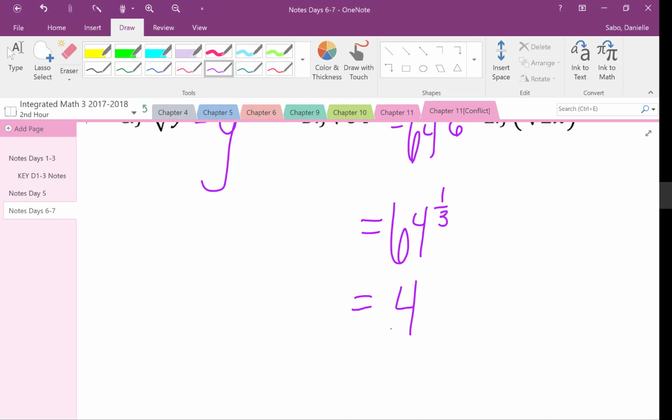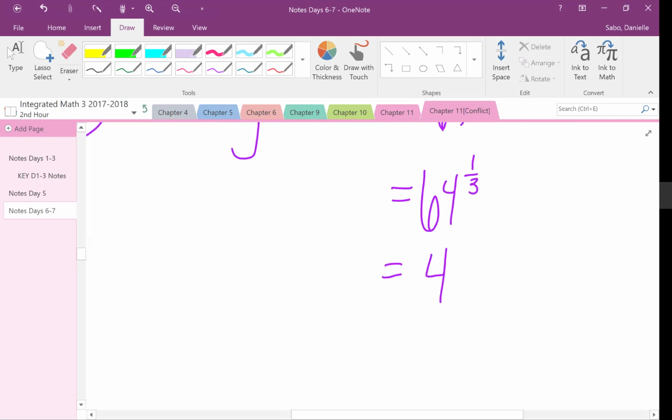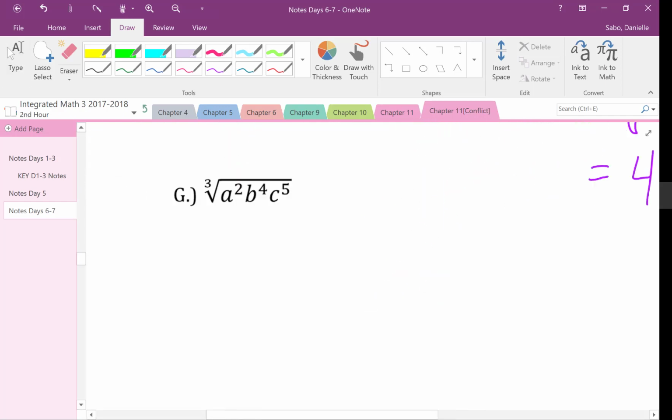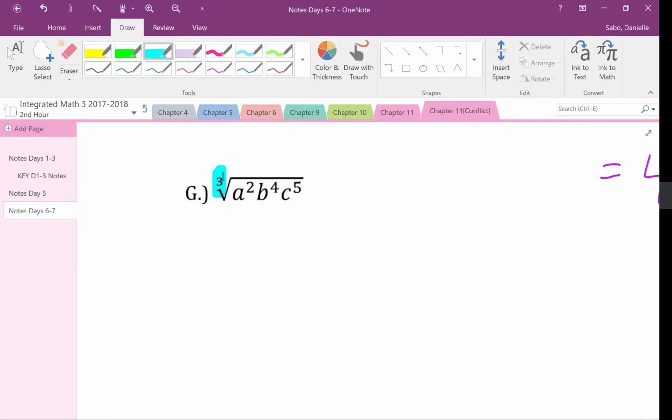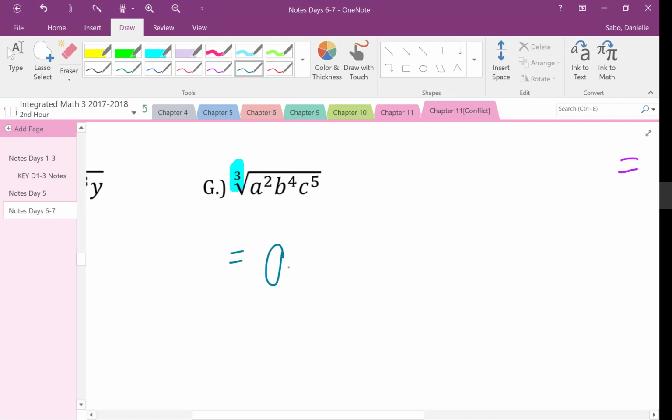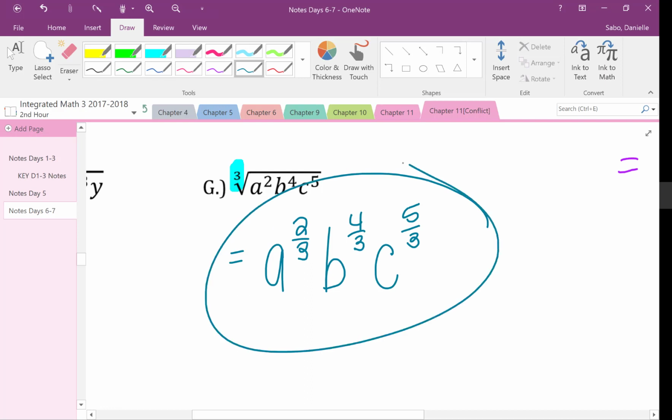All right. I think we're going to do one more and then we're ready. Let's do a challenging one because I know that this class is ready for it. It's not really challenging, but where does this 3 go? Of all of them, I am so happy that you just said that. Okay, so I get a squared over 3, b to the 4th over 3, and c to the 5th over 3. And you're done.